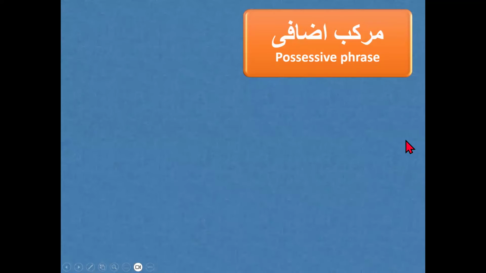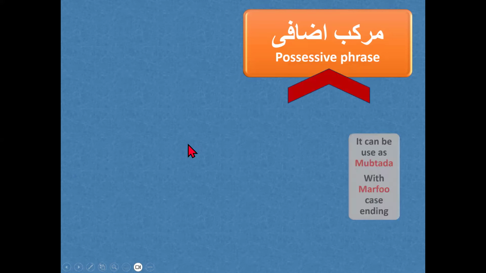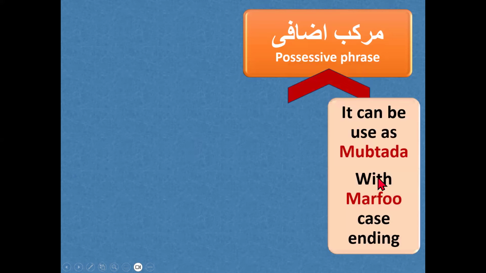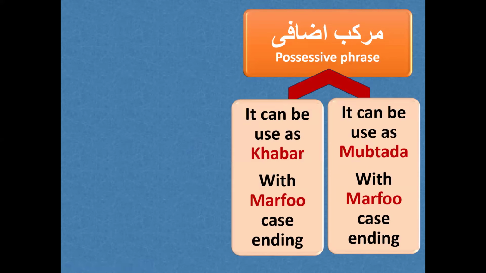Murakab Izafi. As you know, in a nominal sentence, in jumla ismiya, there are two parts, mubtada and khabar. So Murakab Izafi, the possessive phrase, can be used as a mubtada, and at that time its i'rab will be marfu. The case ending should be marfu because mubtada should be marfu. And Murakab Izafi can also be used as a khabar, and at that time its case ending should also be marfu because khabar is marfu too. So it means Murakab Izafi can be used for both parts of a nominal sentence.